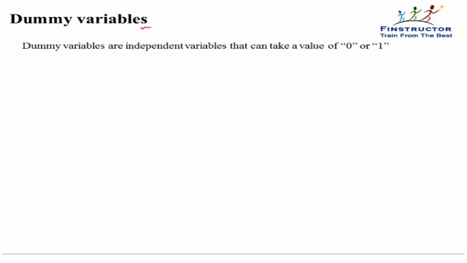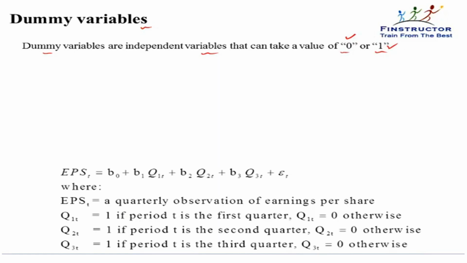We next move on to a very important concept of dummy variables. So please remember, dummy variables are simply independent variables that can take on a value of either 0 or 1. Probably that's why they call them dummy, because they can only take two values, either 0 or 1. The formulation of the regression equation using dummy variables remains the same as we studied earlier.